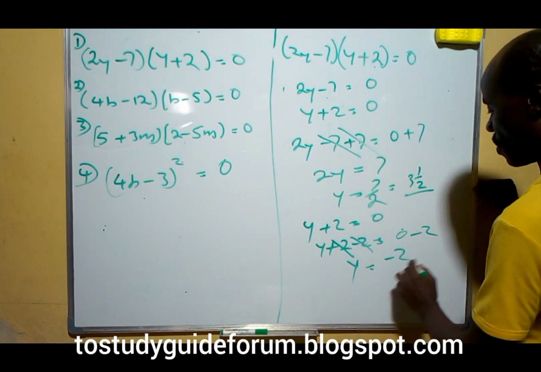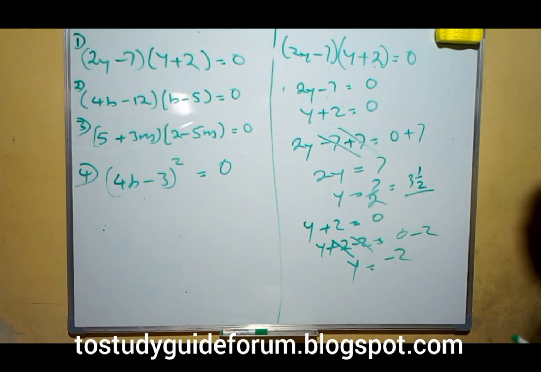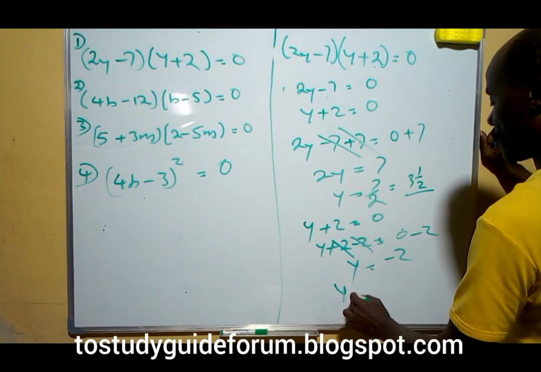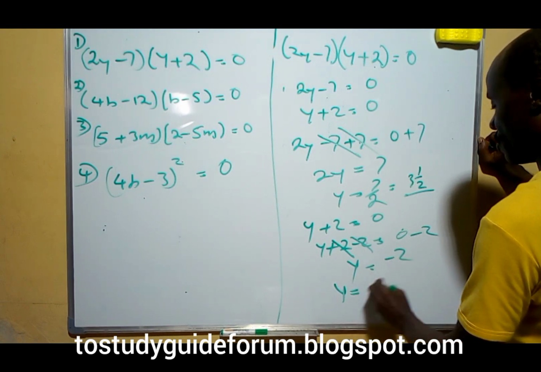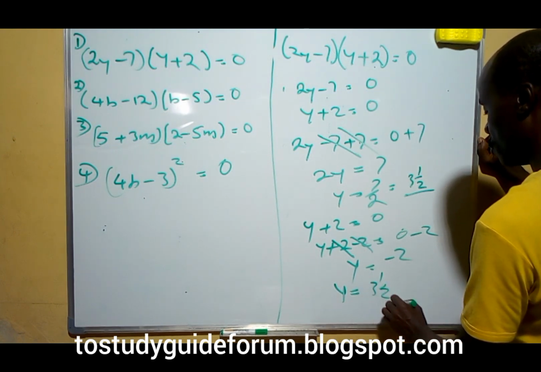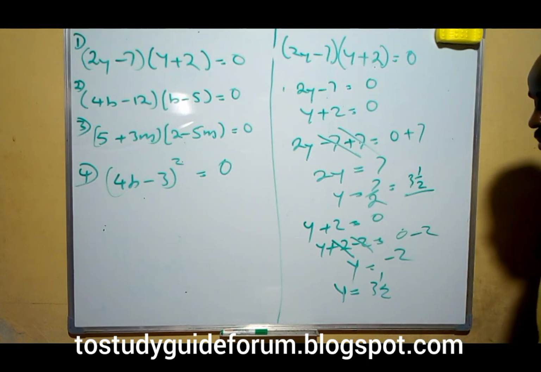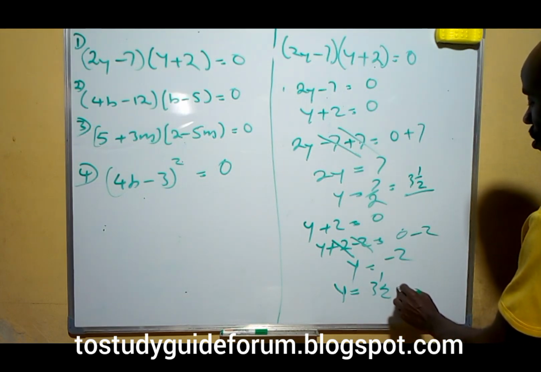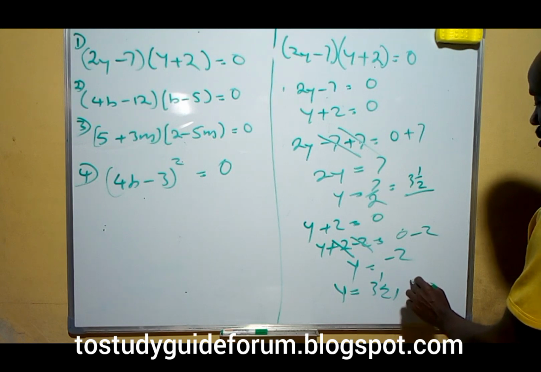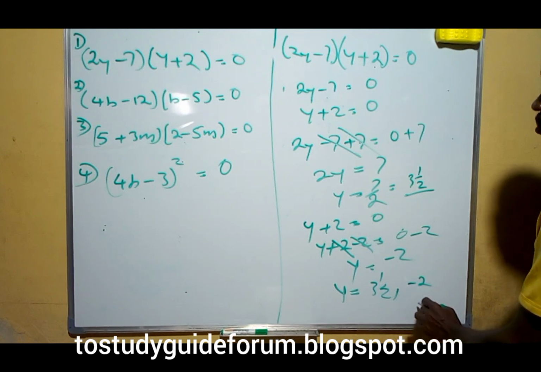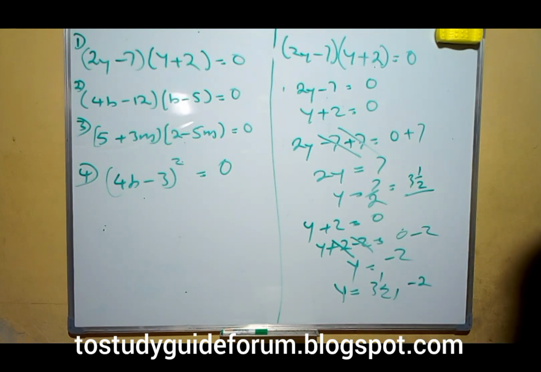0 minus 2 will give us minus 2. So this other one, the two factors we have here, or the roots of the equation, is what? 3 1 over 2, and minus 2. So the next one, let's go over to the second one.